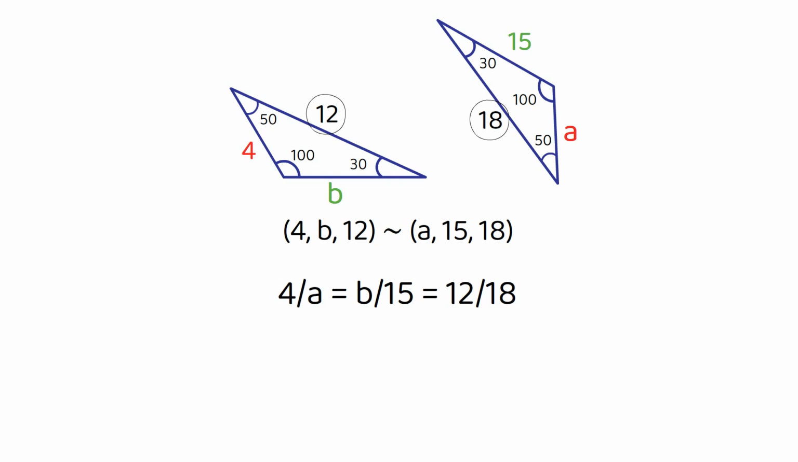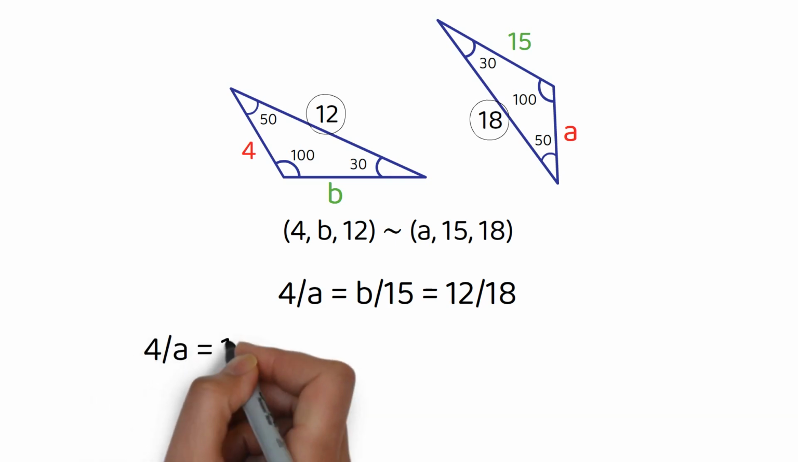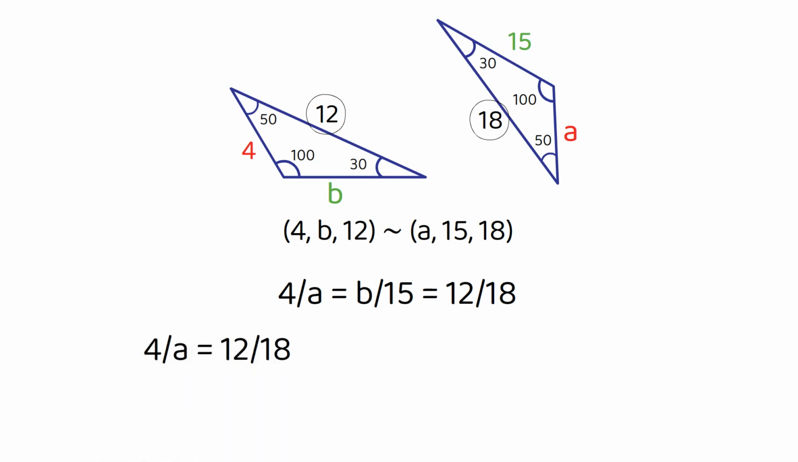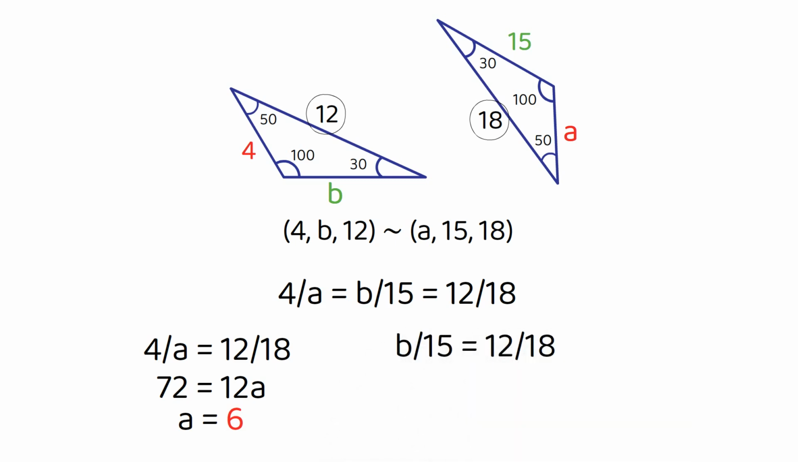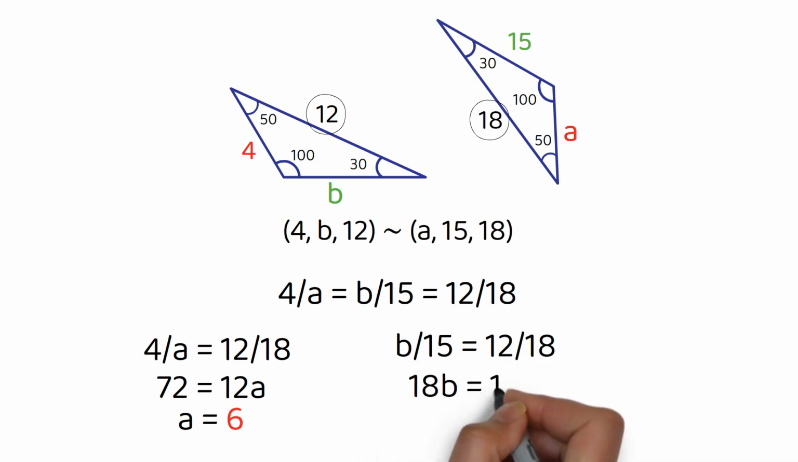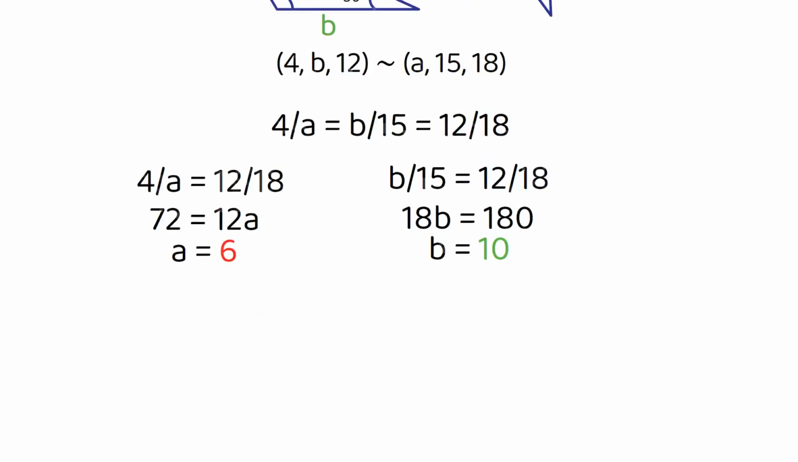The 12 over 18, for which we have both numbers, is going to be the key to solving this problem. So let's use that. Since 4 over A equals 12 over 18, we can cross-multiply those fractions to get 72 equals 12A, so A equals 6. As B over 15 also equals 12 over 18, cross-multiplying gives us 18B equals 180, and so B equals 10.